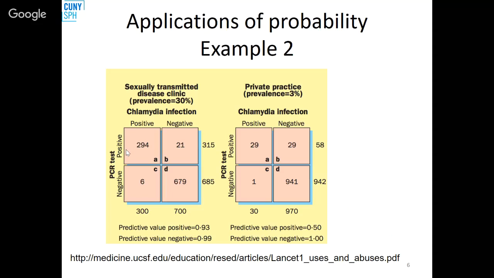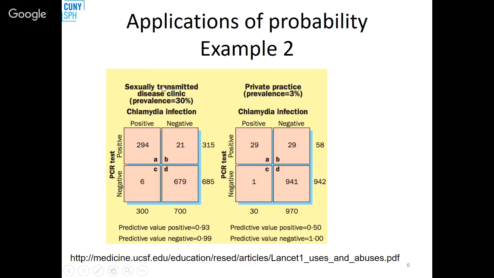Okay, a still hypothetical, but slightly more realistic example. This is an example of a screening test for chlamydia being applied to 2 different populations. The one is a sexually transmitted disease clinic. I'm used to calling this infection, not disease, but there we have it. I've also put the paper that this came from. There is an article here, and I believe I posted it to Blackboard.